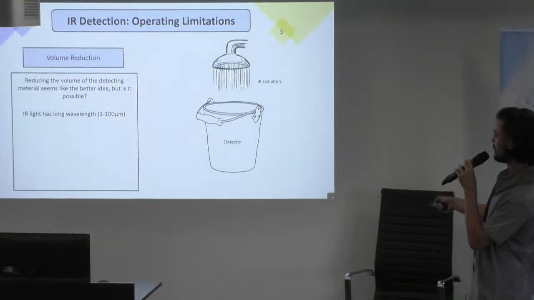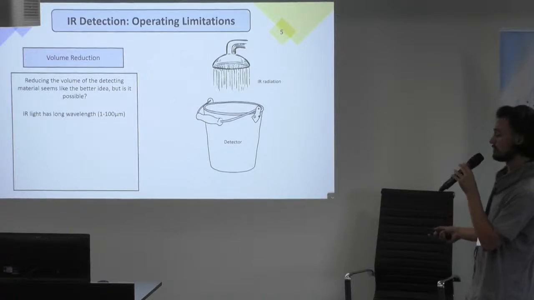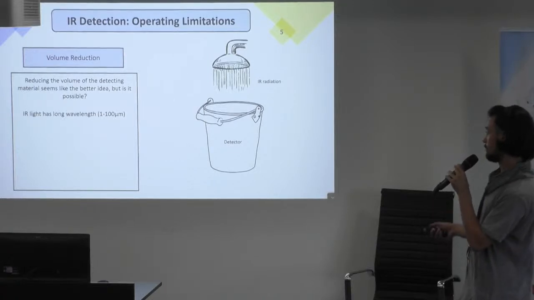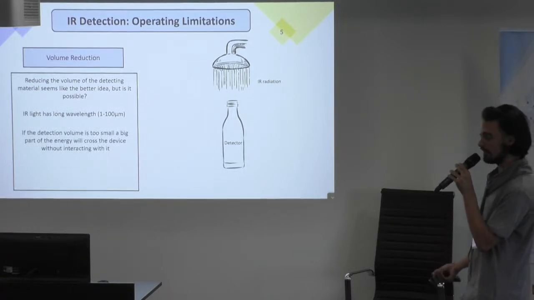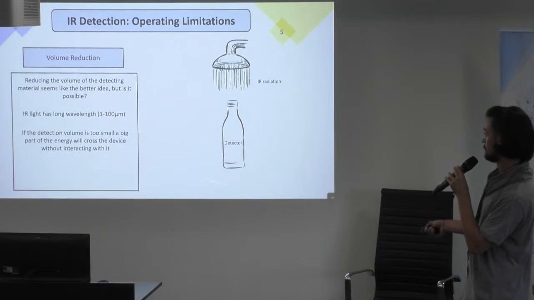Imagine we have this shower head dropping water, and initially this is our detector. So all the water feeds in the detector, but since it's very, very big, we will have a lot of noise. So we decide we need a smaller detector. But what happens if we do this? Only this part of the water, or in our case the light, will be detected by your material.